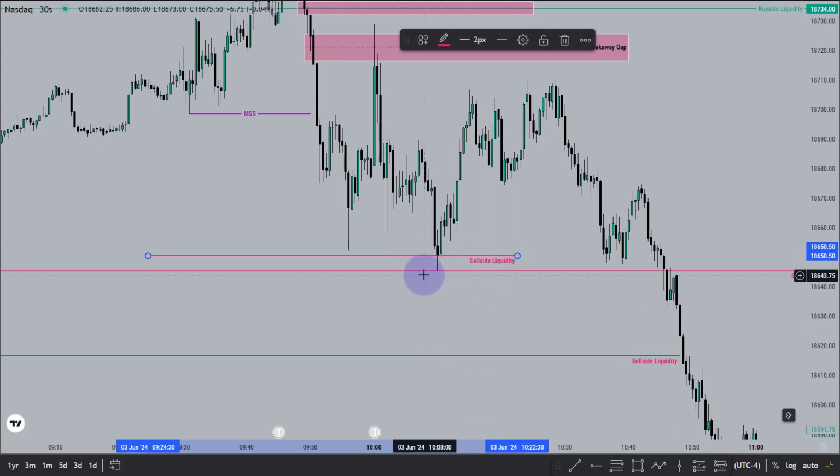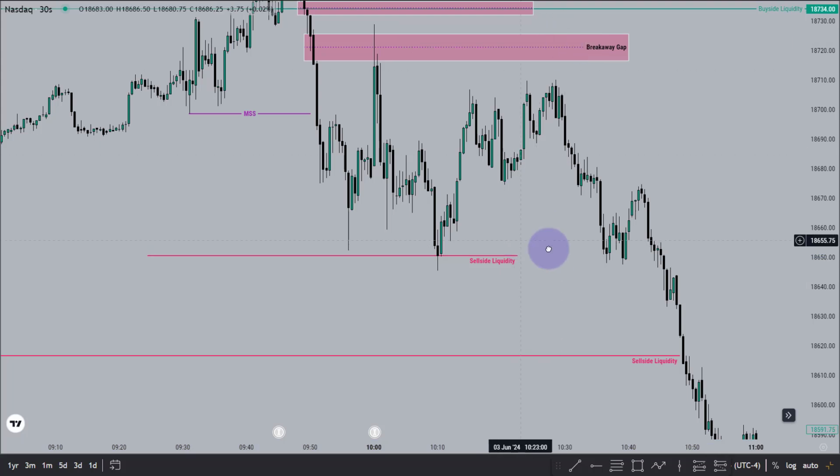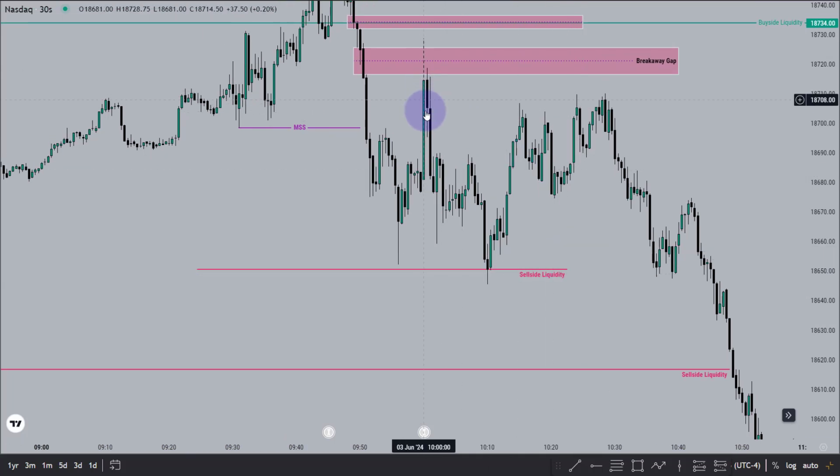Later this sell side liquidity was created, so I'm going to remove this one. Now this is 10 AM news candle. So this candle went higher.